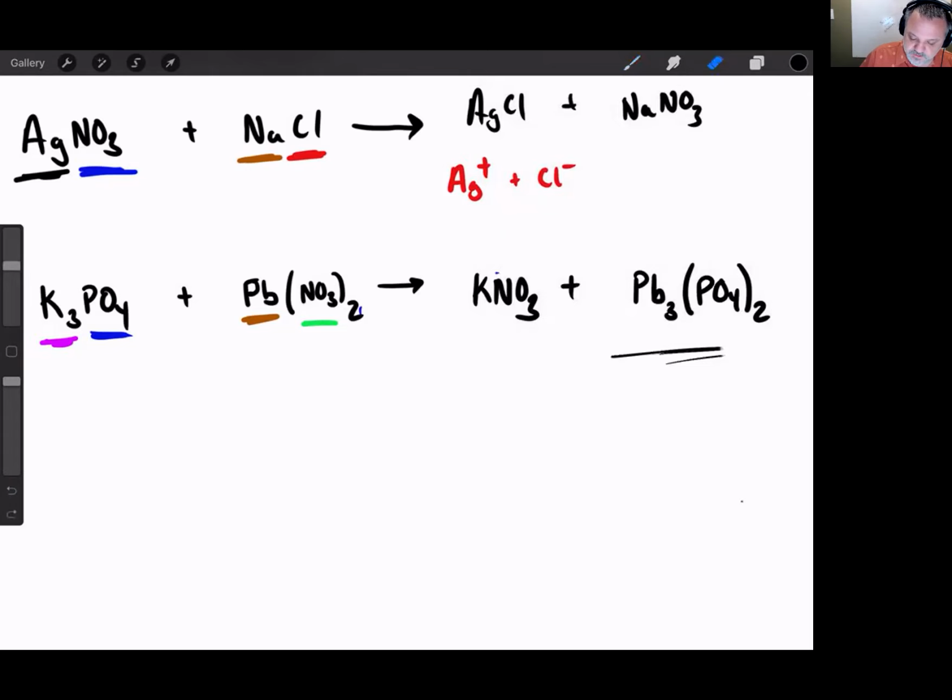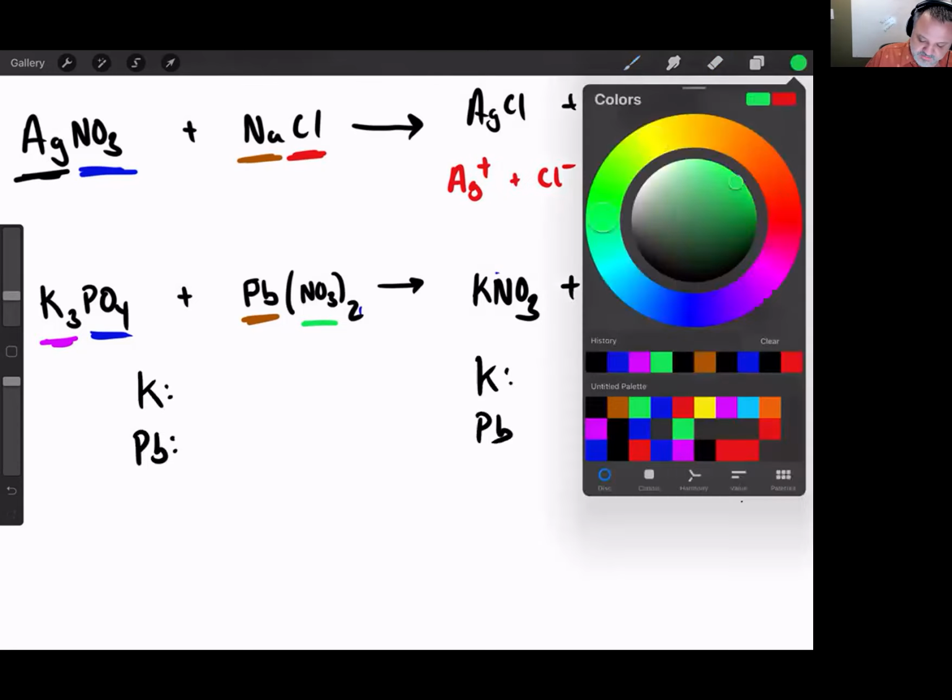All right, so let's go through this. Now, I want to show you something, and this works for ionic compounds and for situations when you have polyatomic ions that don't change formulas. So let's take a look. I'm going to go ahead and go back to the list. I have potassium and potassium. I have lead and lead. But now I have a choice. I can say I have nitrogen, oxygen, and phosphorus. Or I could say this. I could say, look, let's notice something.